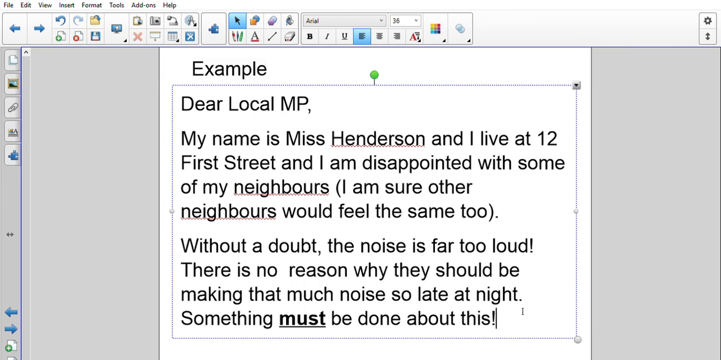And then your conclusion will be something along the lines of, I really hope you consider the problems that I've mentioned in this letter and something is done about it so that the residents of First Street can be happy again. I would love to see some of your writing.